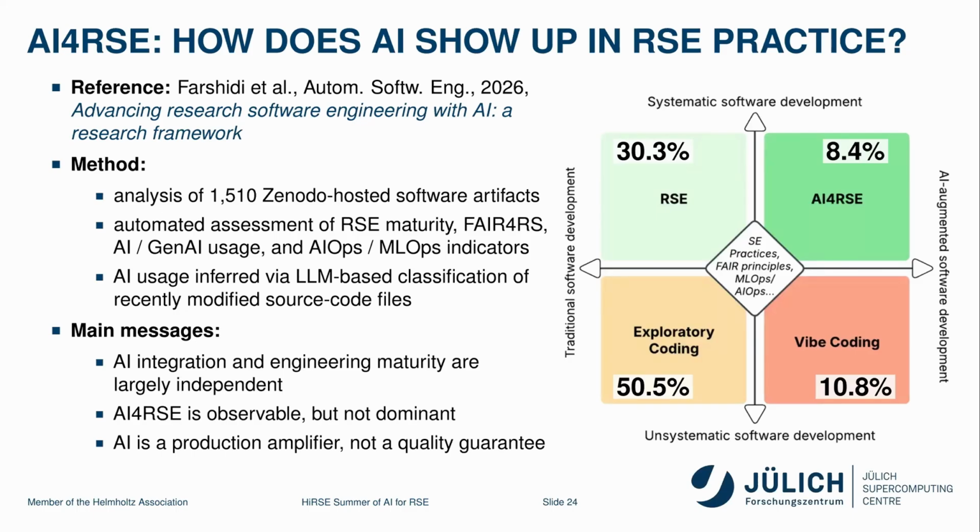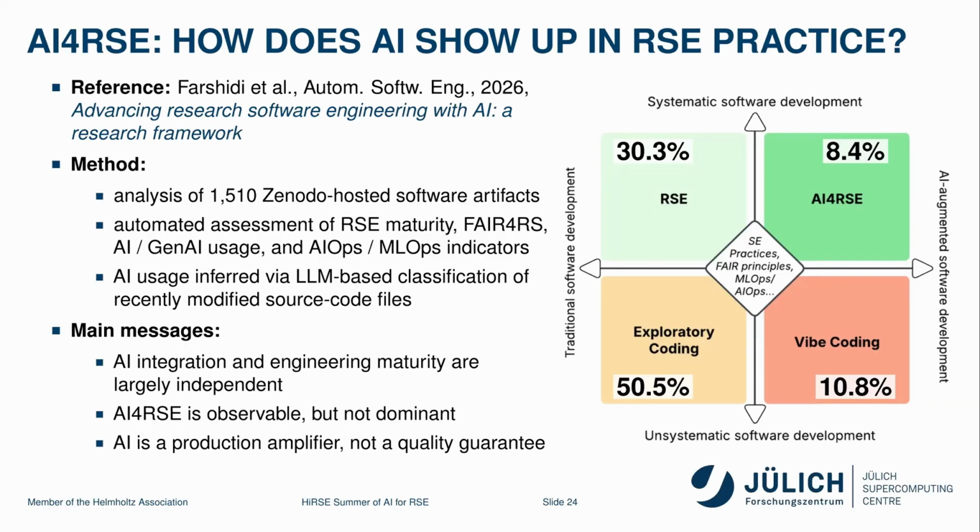So this gives us these 4 quadrants, and in the lower left, we have the quadrant of exploratory coding, which is characterized by unsystematic software development and no usage of AI, which is actually here in this study the largest part. So about 50% of the software artifacts are in this quadrant. Then on the upper left, we have the RSE quadrant. So here we have really systematic software development with best engineering practices, but no usage of AI. This is about 30% of the artifacts.